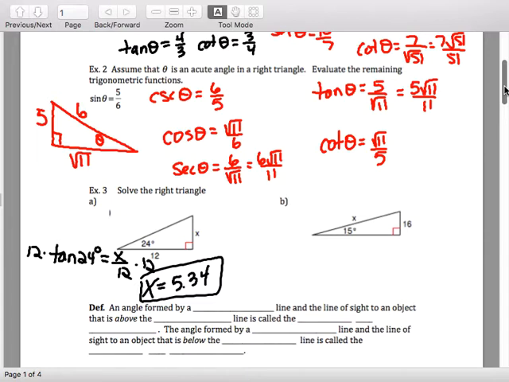All right, try letter B on your own then. Figure out what trig function, write an equation, and then solve it.